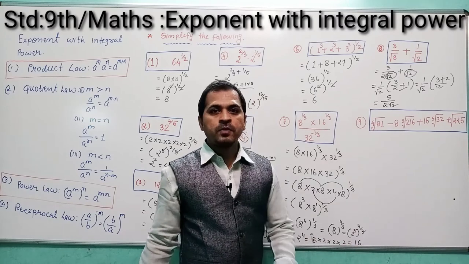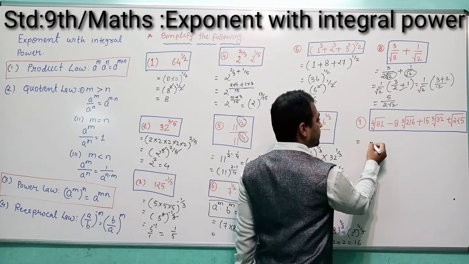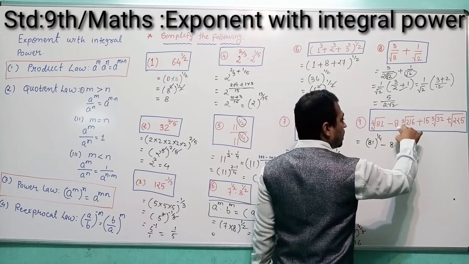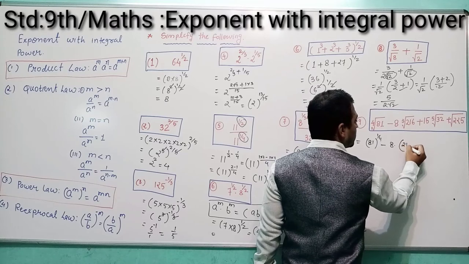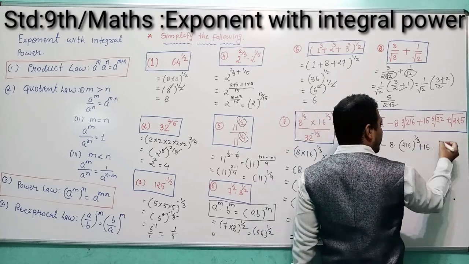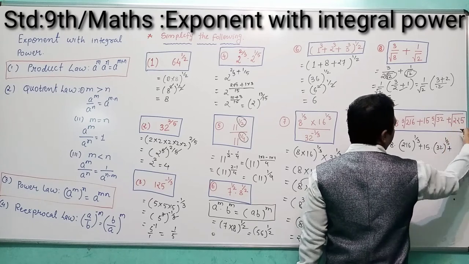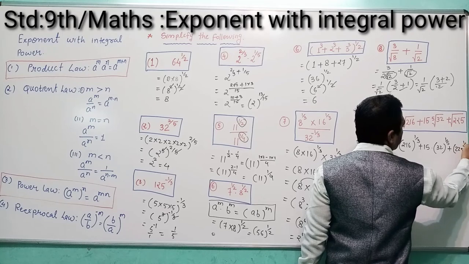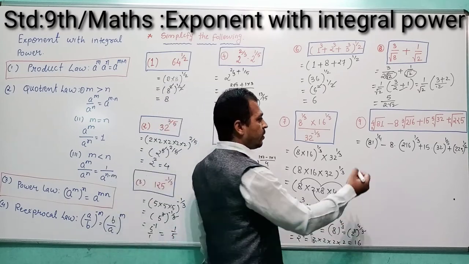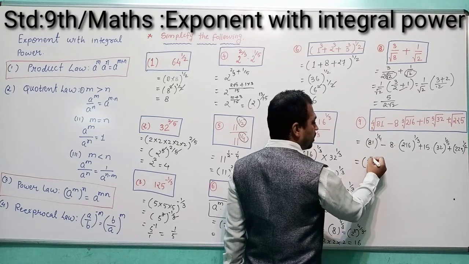Okay. Now the final touch of this video lecture: 4th root of 81 can be written as 81 whole to the power 1 by 4, minus 8 into 3rd root of 216, that is 216 whole to the power 1 by 3, plus 15 into 5th root of 32, so 32 whole to the power 1 by 5, plus square root of 225, so 225 whole to the power 1 by 2. Okay students, these things are very simple. Now you can write 81 in such a way that the integral power should be 4. So you can write 3 to the power 4.